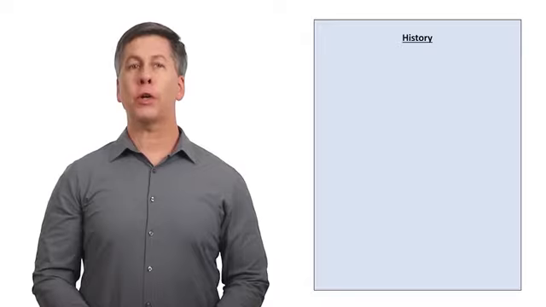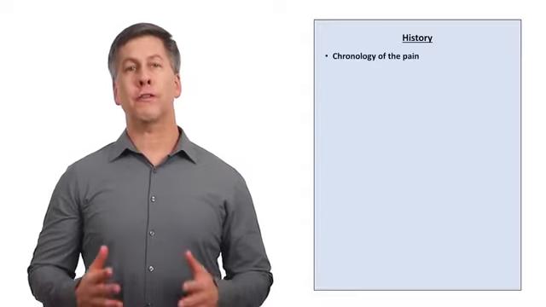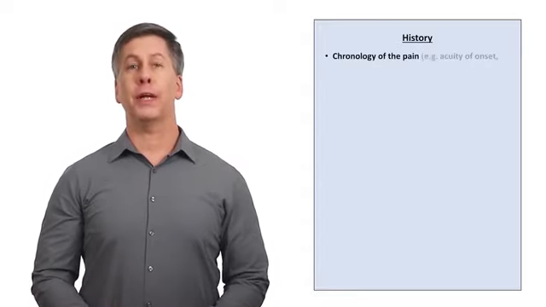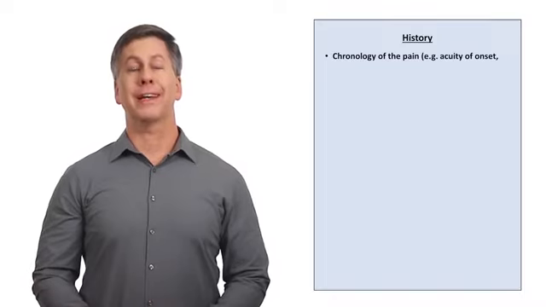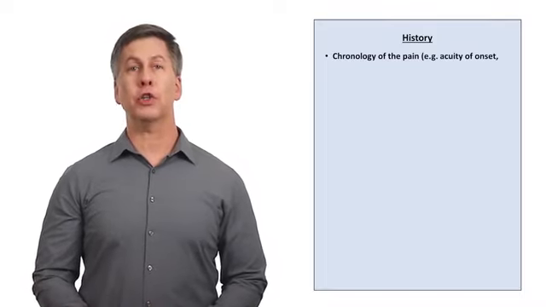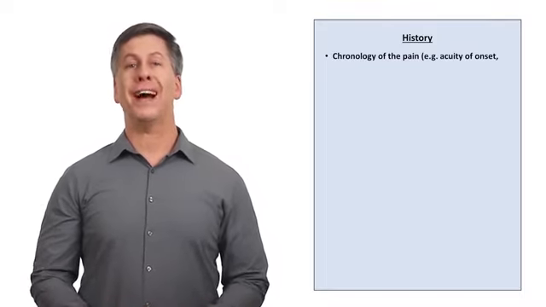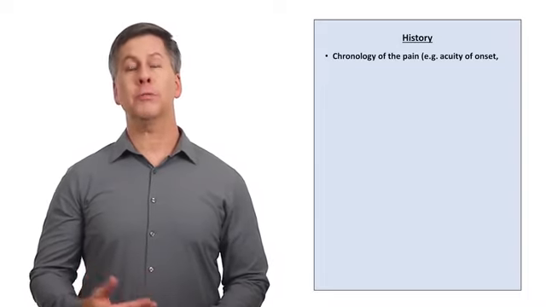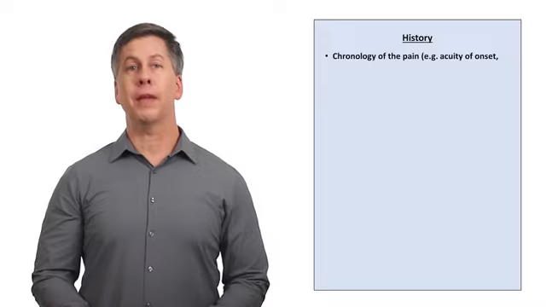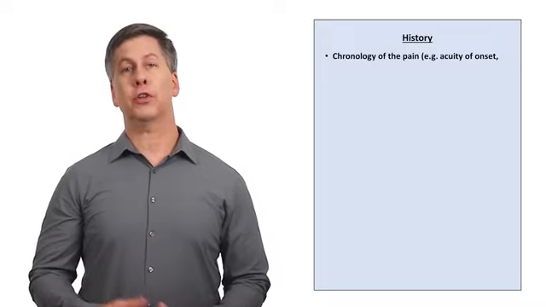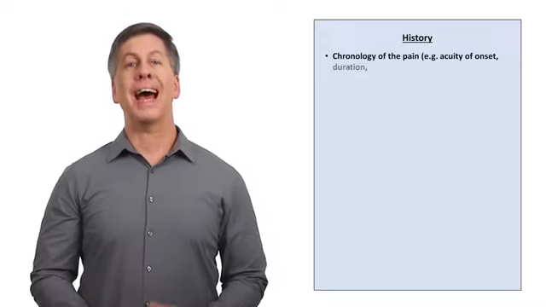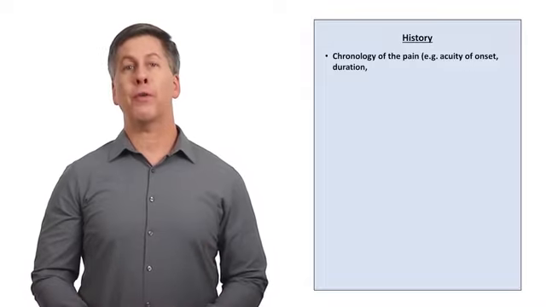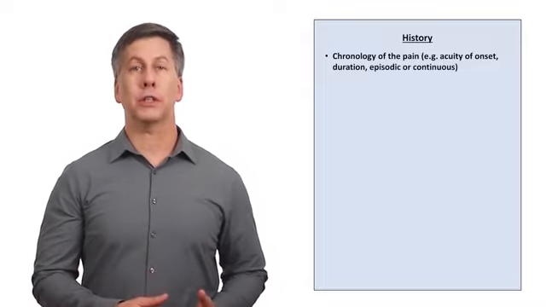One of the most important questions is the chronology of the pain. For example, its acuity of onset. An extremely abrupt onset suggests bowel perforation or vascular catastrophe, including intra-abdominal thromboembolism, ruptured AAA, and ovarian or testicular torsion. How long has the pain been present, and is it episodic or continuous?